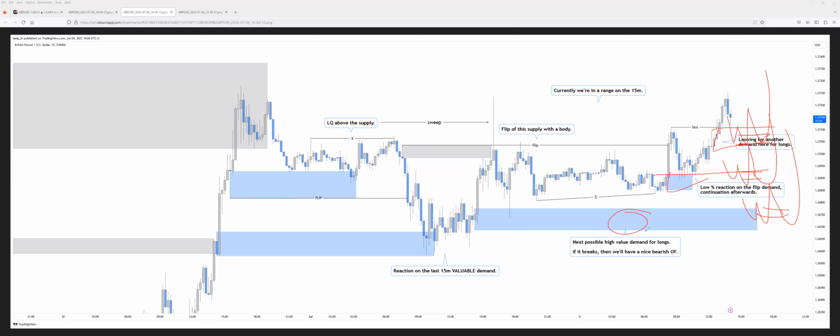After the break of this, I mean, not the less recent, because this is not the less recent, but this is the last. This is the origin demand. So after the break of this origin demand, we can look for shorts. As I stated here, if it breaks, then we will have a nice bearish order flow. But on the 50-minute time frame, I even wrote everything down with arrows too. So here are the arrow movements.